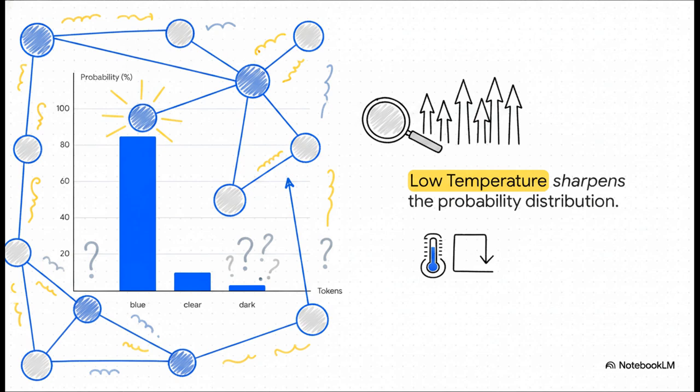It sharpens that probability distribution. The top token, let's say blue, spikes to an 85% probability. It's playing it safe. It becomes the obvious, predictable choice.